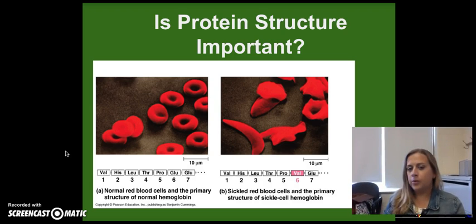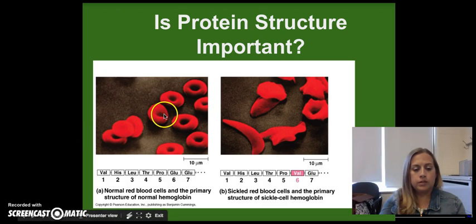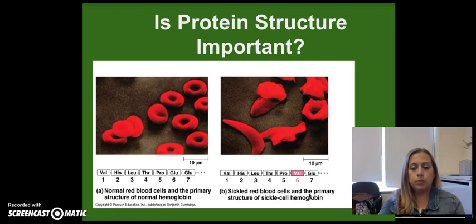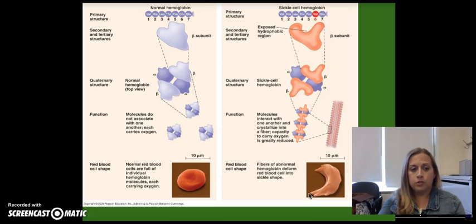Now when we talk about whether or not protein structure is important, a really good example is when you look at blood cells. So in this picture you've got normal red blood cells, and what you're looking at is the primary structure of normal hemoglobin. Now over here, you are looking at sickled red blood cells, and you can tell that the primary structure is different. So you have a change in this number 6 amino acid. And so that one change of one amino acid completely changes the shape of the red blood cells, and it completely changes how they function. So this is just a breakdown of how that primary structure affects the shape of a subunit.